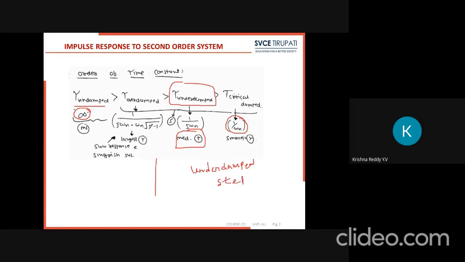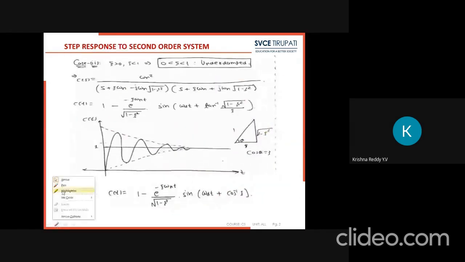When subjecting the second order system to the step input, what are the time domain specifications? Here I apply the step input 1 by s, and the second order system is omega n square divided by s square plus 2 zeta omega n s plus omega n square. Here I consider the zeta value between 0 and 1.